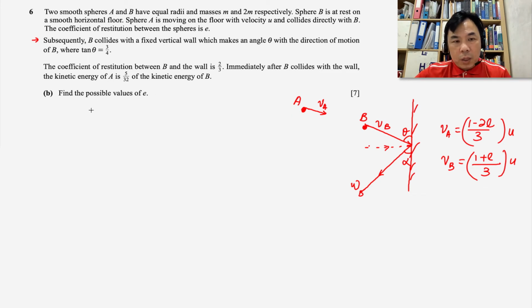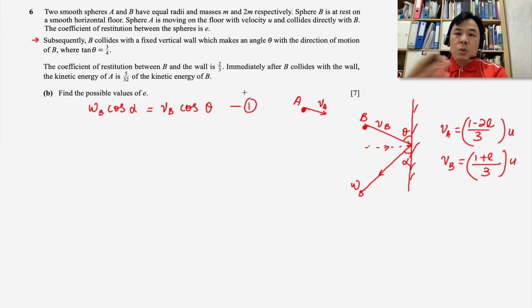Therefore, we conclude that W cos alpha, which is the horizontal component of the velocity of B after colliding with the wall, would stay the same as the horizontal component of the particle or sphere B when it collides with the wall itself. That will be v_B cosine theta. And then there you have it. That is something like our first equation.